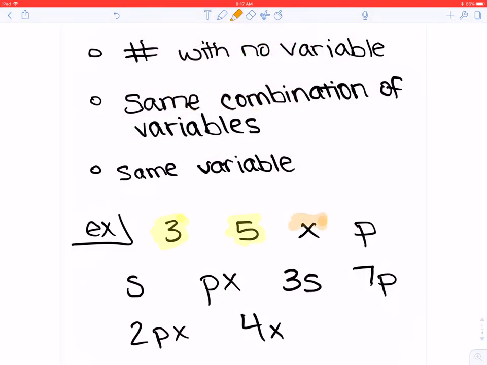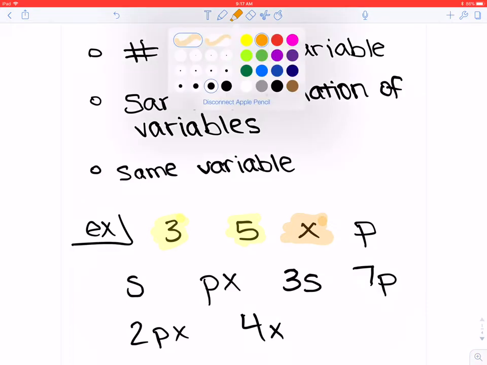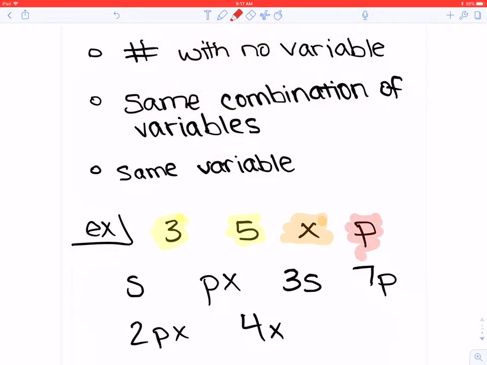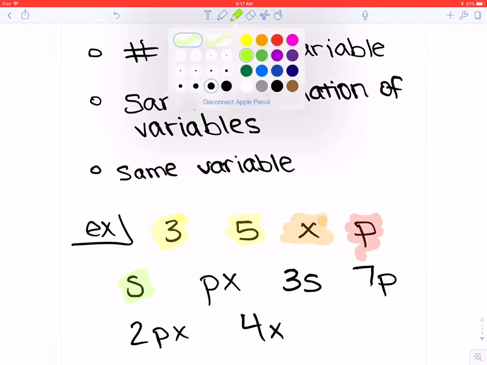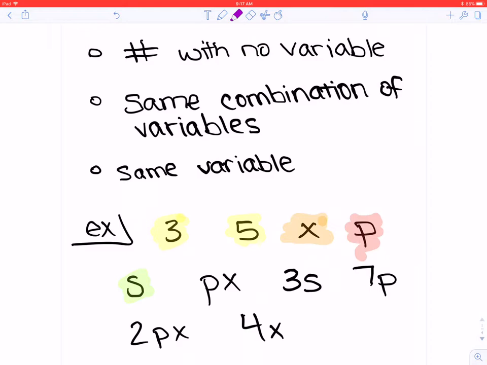X is a variable. Let's say orange, why not? P, I'll just go right down the line. S, I haven't had an S yet, so we'll go S green. PX, well, that's not the same as X, and it's also not the same as P. It's its own set of variables, and because they're combined, it has to be separate. S, we're going back to green. Even though there's a 3, it just means we have S times S times S. There's 3 of them. It's still an S.